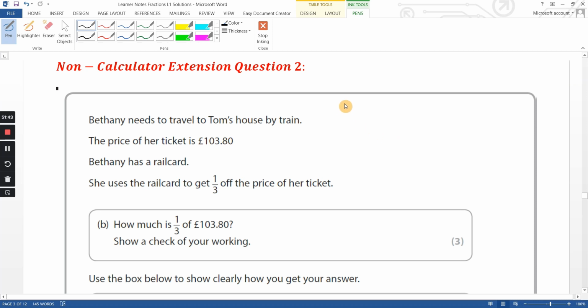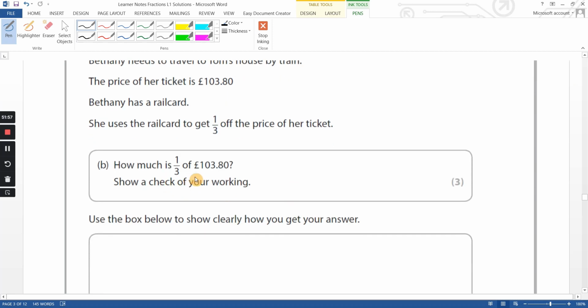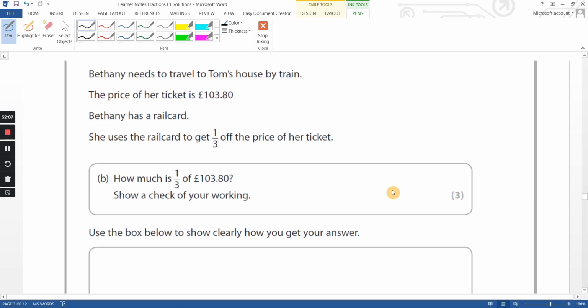Question 2, another non-calculator one. Bethany needs to travel to Tom's house by train. Price of a ticket is £103.80. Bethany has a rail card. She uses the rail card to get a third off the price of her ticket. How much is a third of £103.80? Show a check of your working. 3 marks for this.